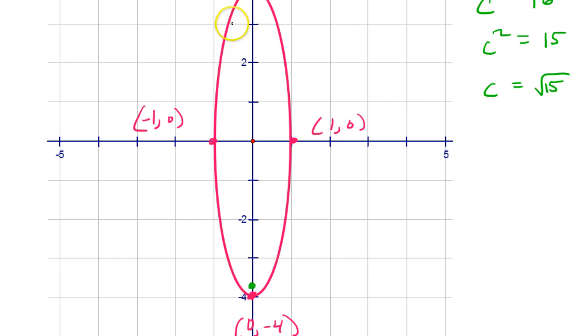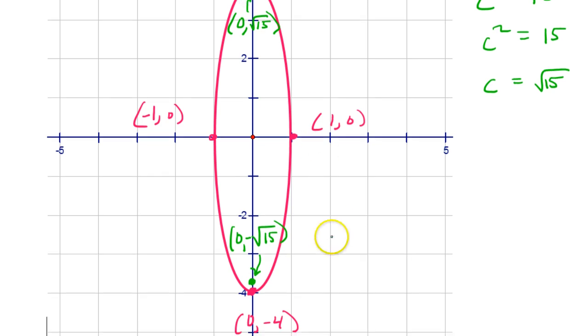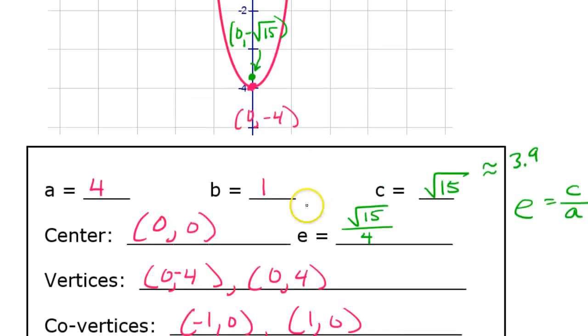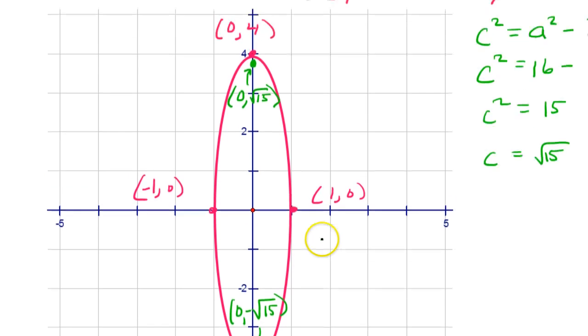Okay, now when I label this, I'm going to use radical 15 though. So 0 comma radical 15 and 0 comma negative radical 15. And that's it. That is how you graph an ellipse and find all the stuff.